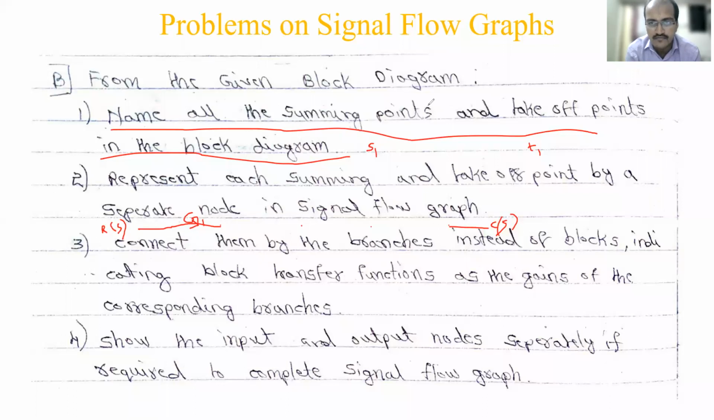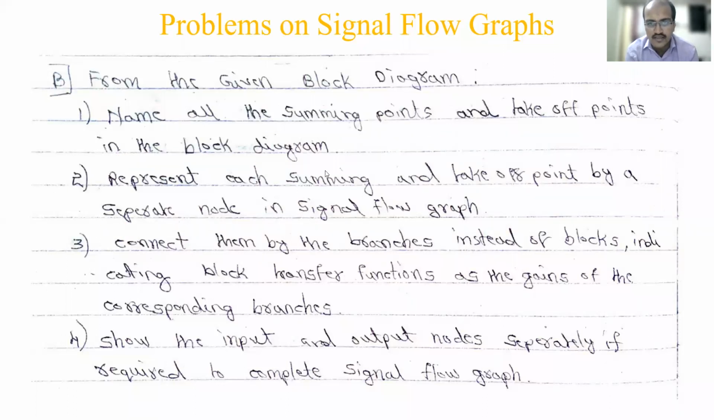So these are the 4 steps. I will take one problem here again and show you how to apply this, and then how to reduce that using the Mason-Gain formula.